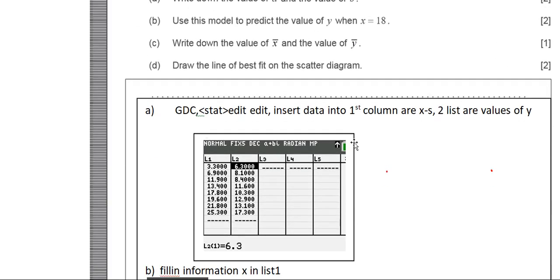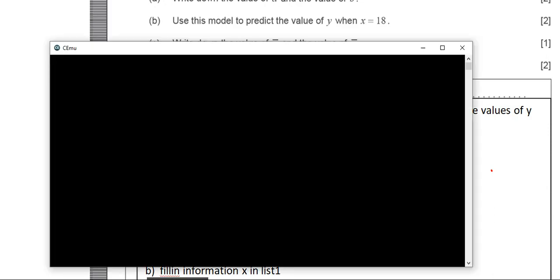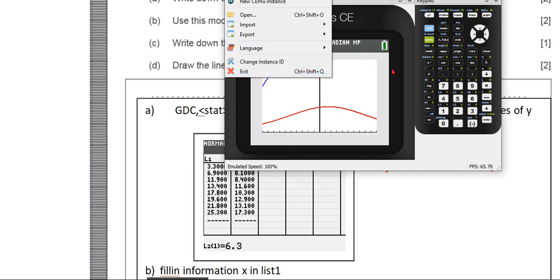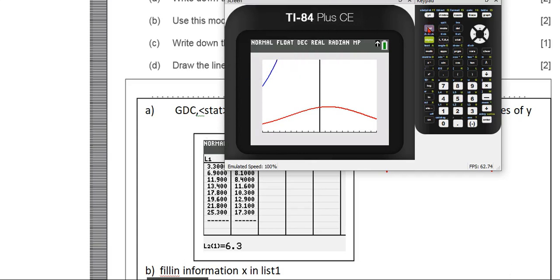So first we create lists. I'll show you how to do it. Right, so first let us go to the home screen. Home screen: second, quit. Every time you want to change the regime of work, you can press second quit, sometimes several times, or switch off and switch on your calculator.